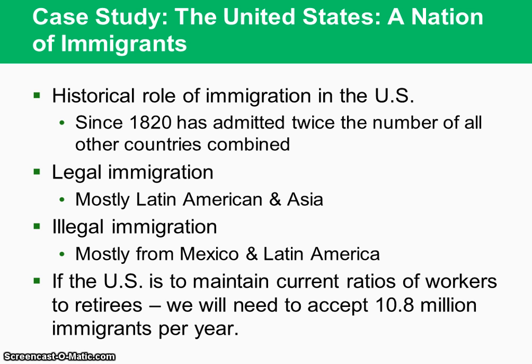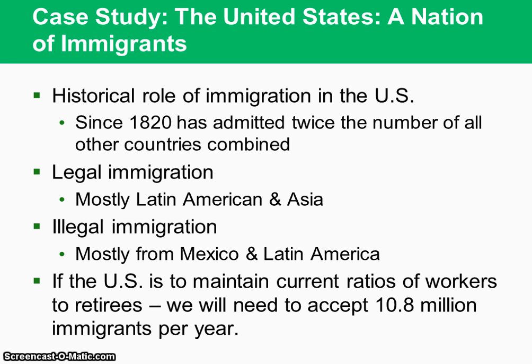The United States, never forget, is a nation of immigrants. We, being the Europeans, started this nation as a place to come for religious freedom, for prosperity for all. And ever since 1820, we've admitted twice the number of all other countries combined when we talk about immigration. Again, it's hard to say that the United States shouldn't allow for immigration when we are a nation of immigrants. Our legal immigration is mostly from Latin America and Asia.